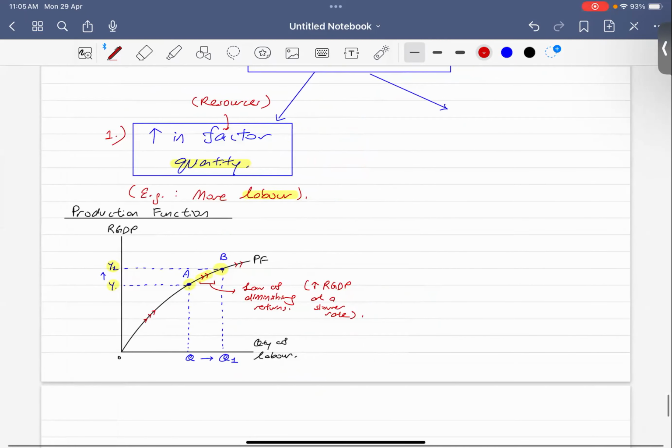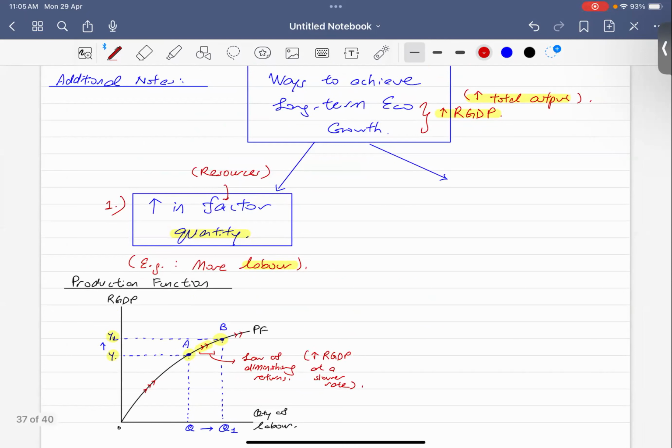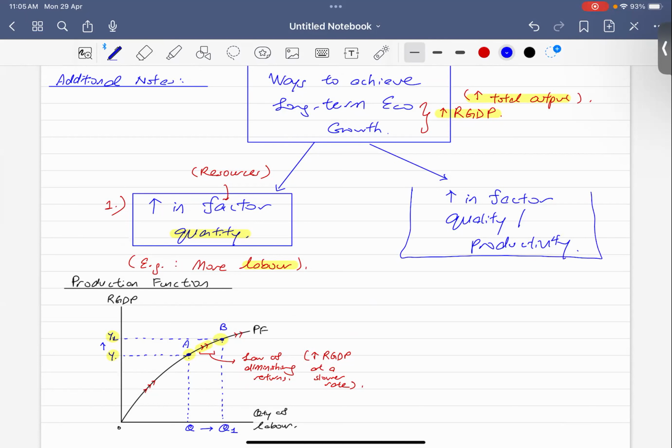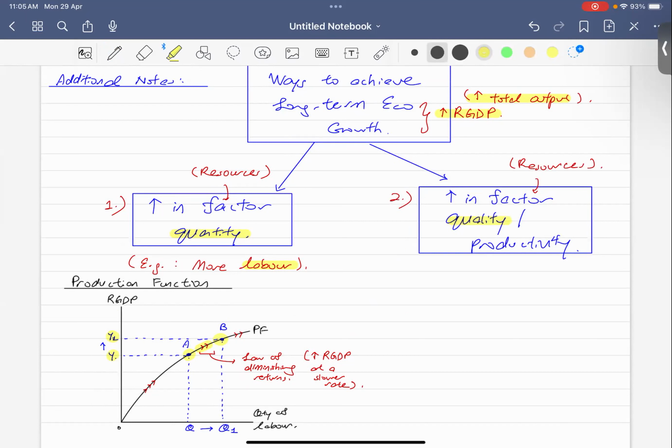Okay, now the other method to achieve long-term economic growth is increase in factor productivity. That's the other method. Same thing, when I say factor, I'm referring to the resources. But here the difference is I look at quality rather than quantity, which I call productivity.